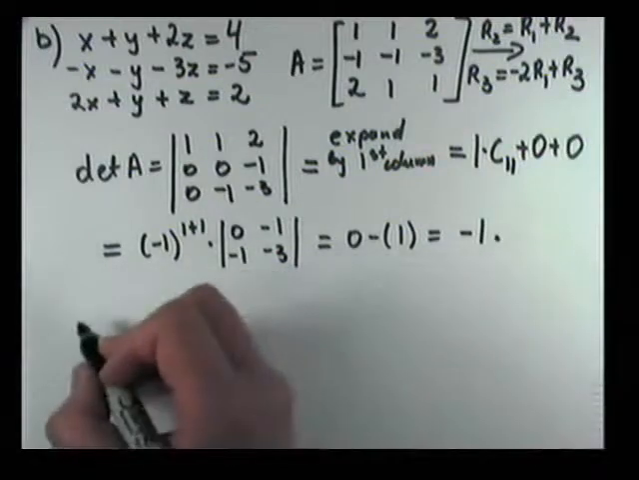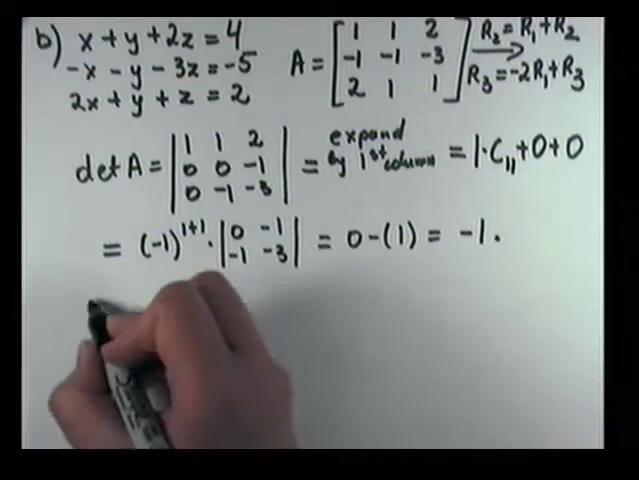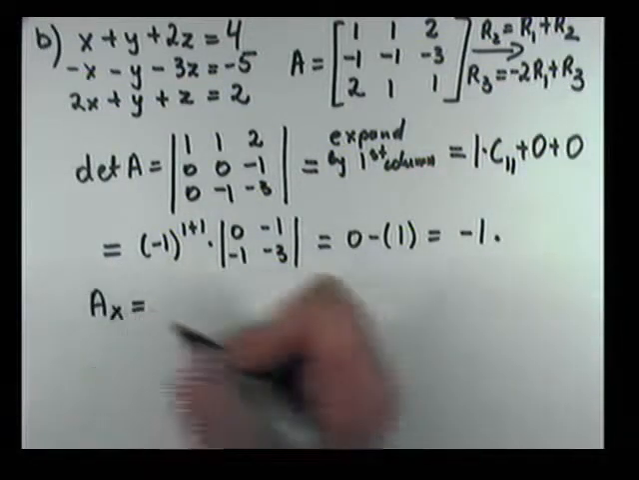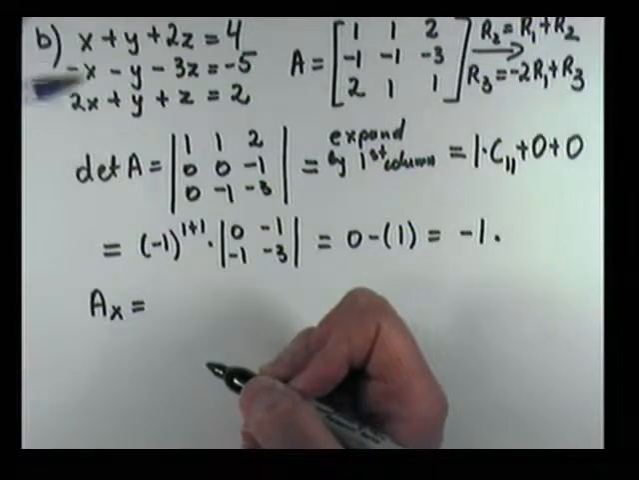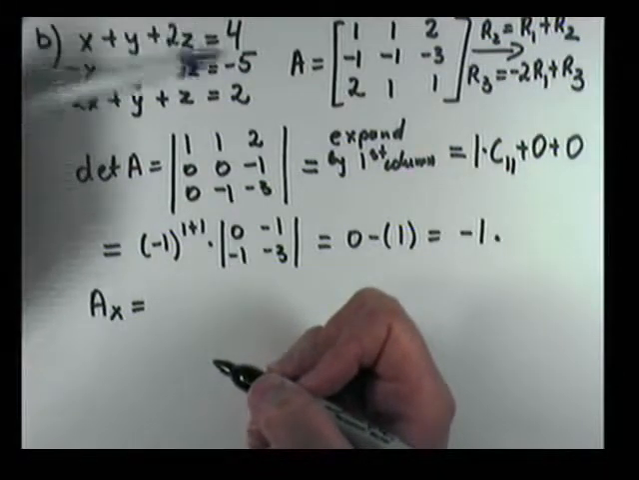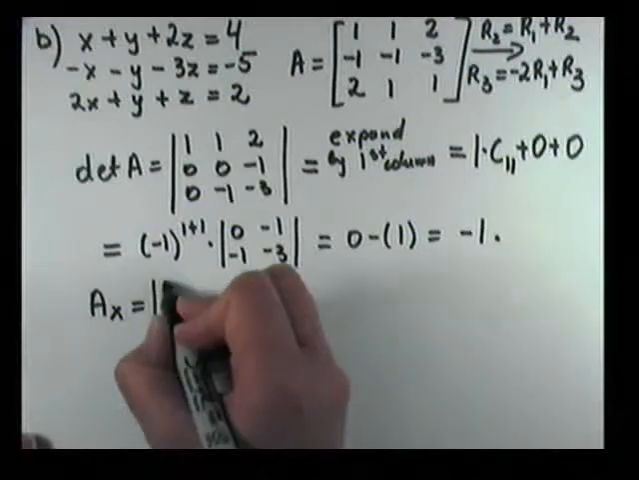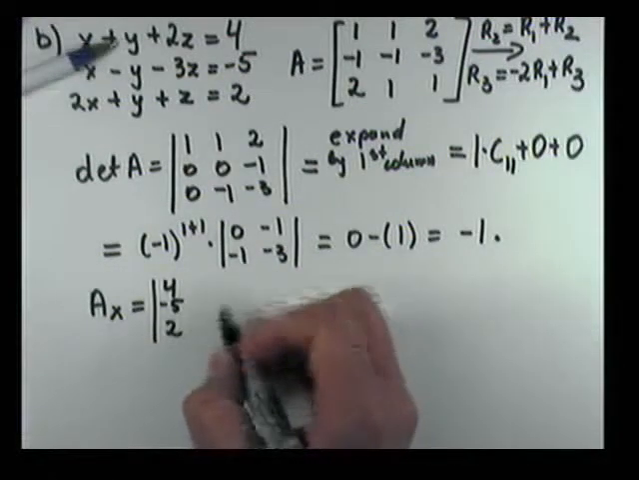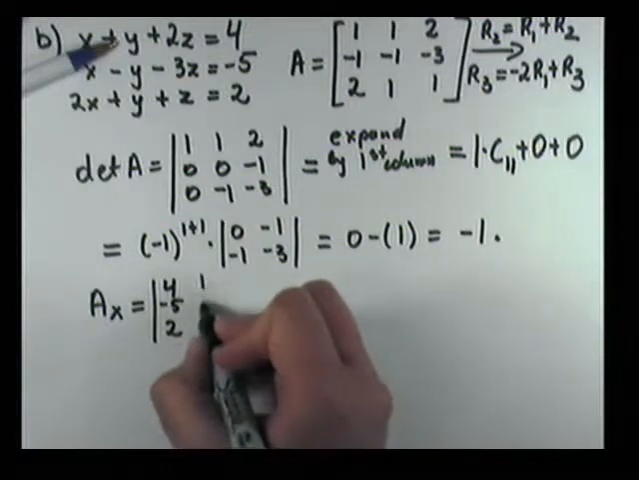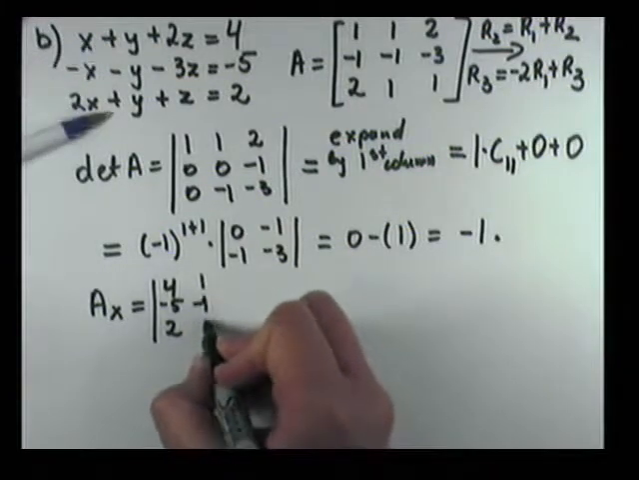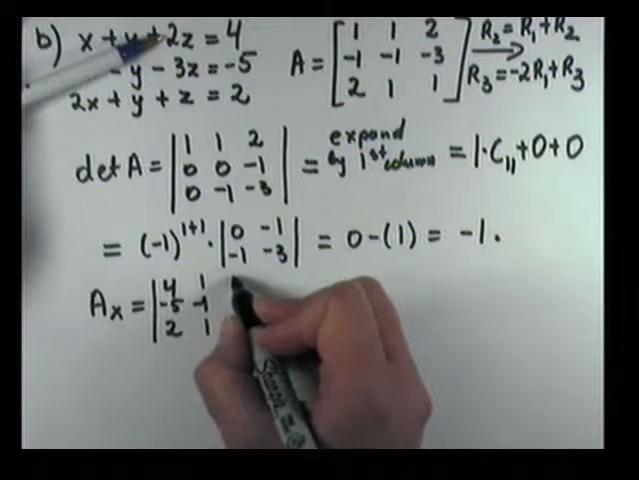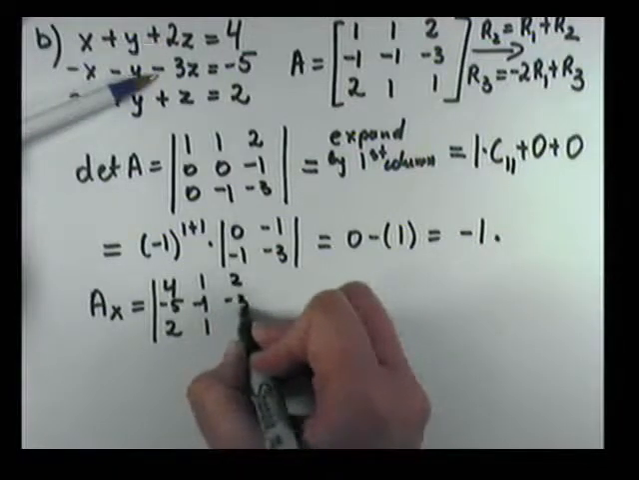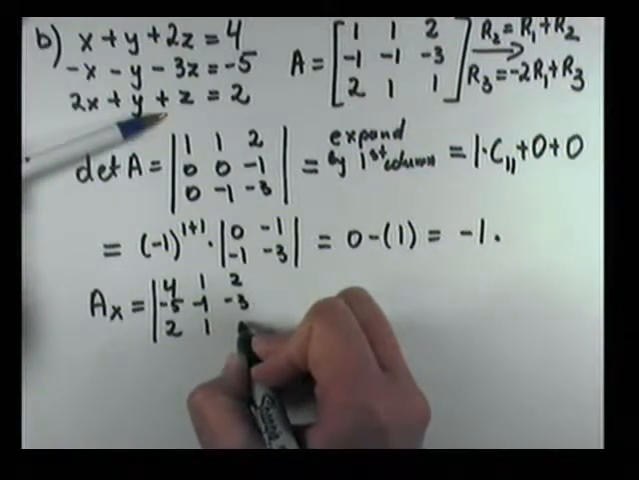Now we need to find A sub x. So the column of x's is replaced by the free variables. So we have 4, minus 5, 2, and then we copy y's is 1, minus 1 and 1, and z we have 2, minus 3, and 1.